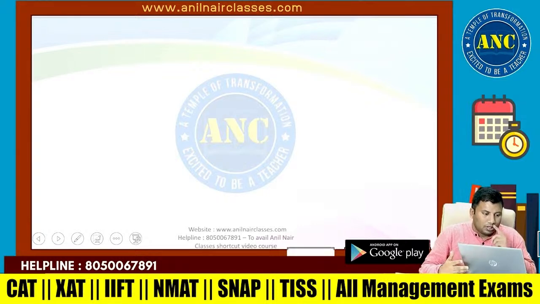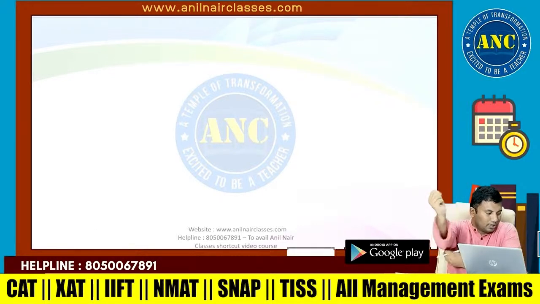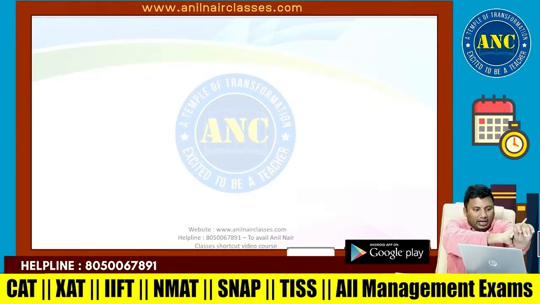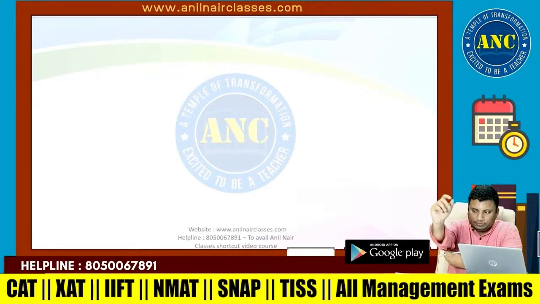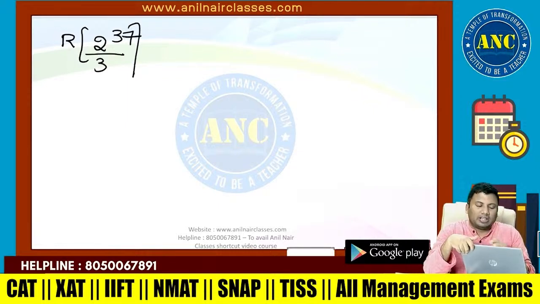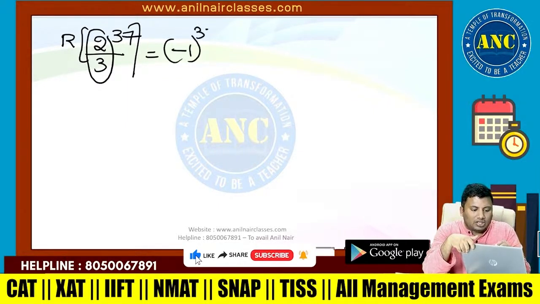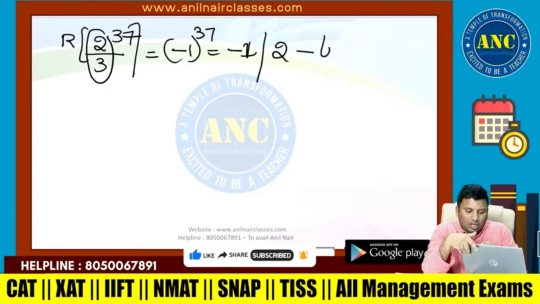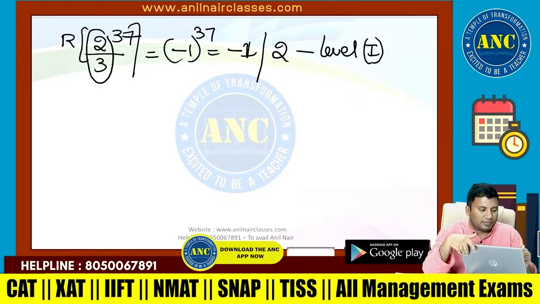Now, see here, there is a drawback. Listen very clearly. Suppose it is 2 power 37 by 3. 3 ones are 3, minus 1. Minus 1 power odd is minus 1. Positive remainder is 2. This is a level 1 question.